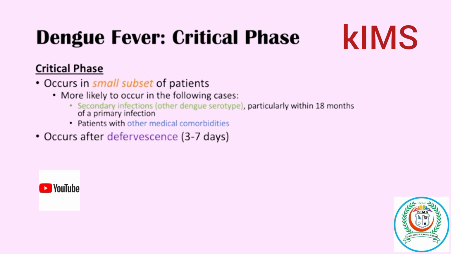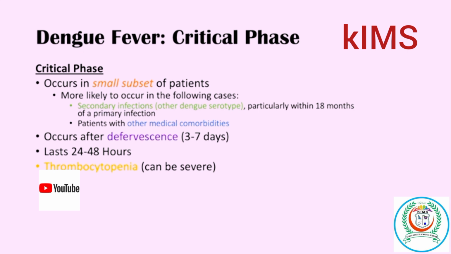If the critical phase does occur, it occurs about 3 to 7 days into the infection after defervescence, which means that it's after the fever has resolved. And the critical phase lasts for about 24 to 48 hours. And what we see in the critical phase is thrombocytopenia, so low platelet count, and it can be very severe, even less than a count of 20.